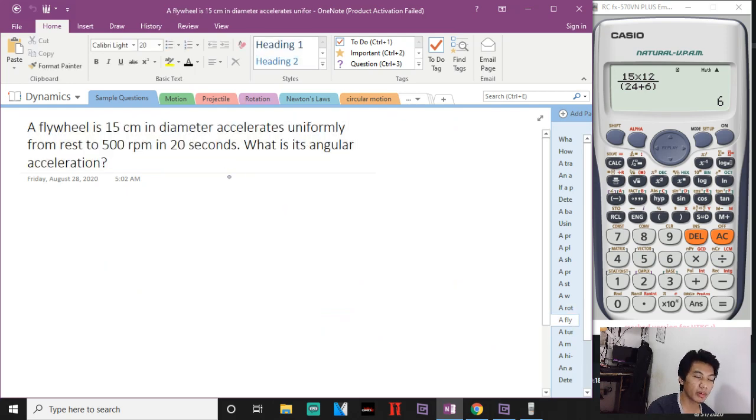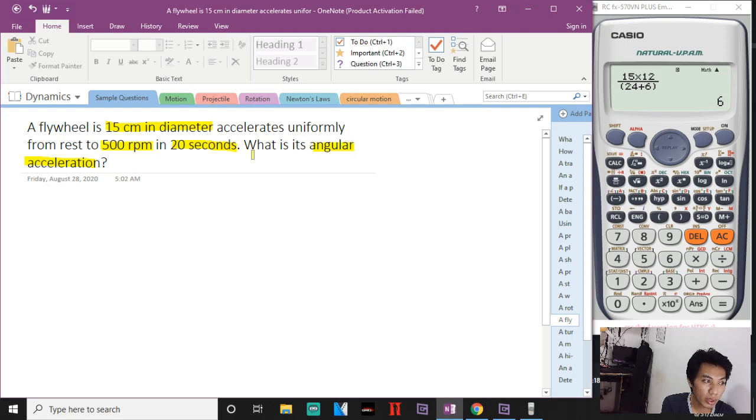A flywheel. Ito naman, flywheel. Dadating kayo ng machine design, kailangan nyo yung mga angular velocities, saka yung mga linear velocities, and the rotational motion of your flywheel para makompute nyo yung energy stored in the flywheel. Okay? Kailangan alam nyo yung conversion niya. Now, for the flywheel, it is 15 cm in diameter. Accelerates uniformly from rest. Meron kang 500 RPM in 20 seconds. What is this? Angular acceleration.